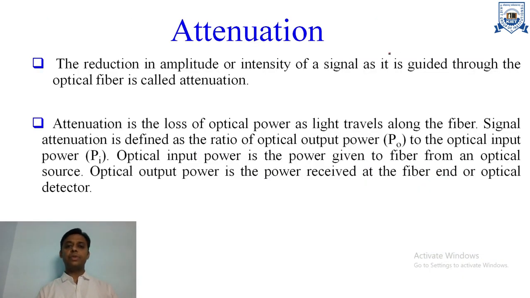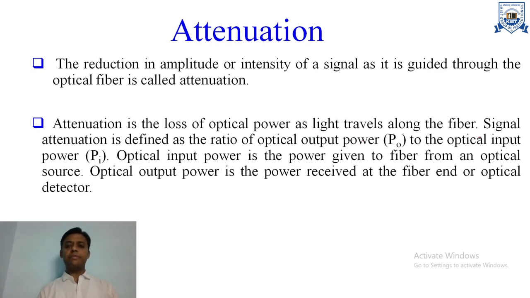Now attenuation. Attenuation means loss. The reduction in amplitude or intensity of a signal as it is guided through optical fiber is called attenuation. So attenuation is the loss of optical power as light travels along the fiber.